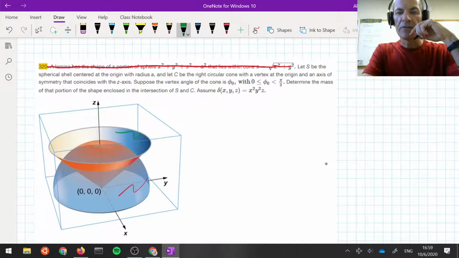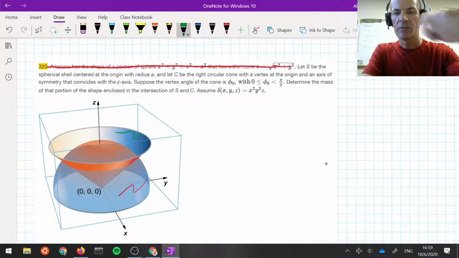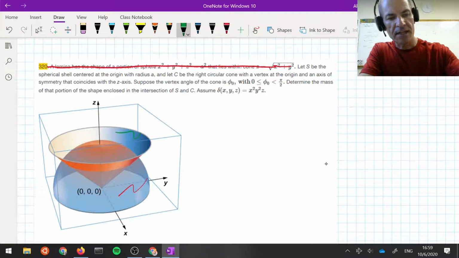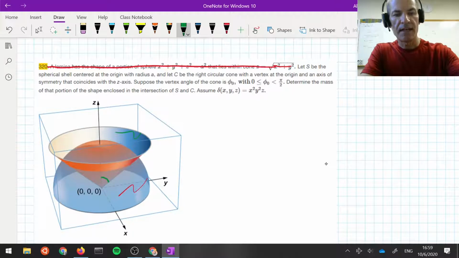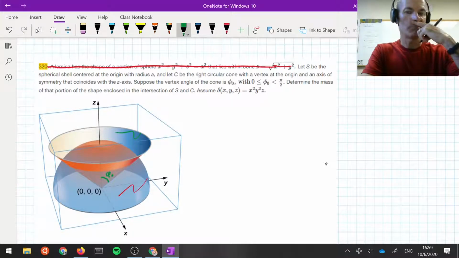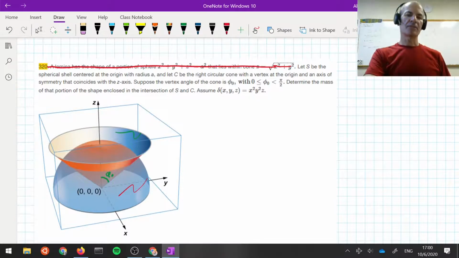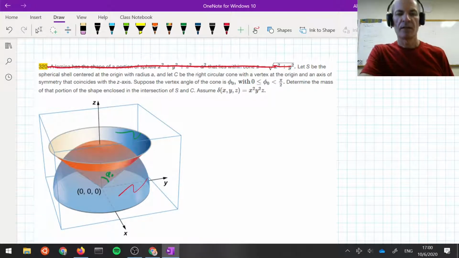Suppose the vertex angle of the cone is phi naught, where phi naught could be any constant between 0 and pi over 2. What is the vertex angle? It's this angle between the side of the cone and the z-axis. That's phi naught. All right. Determine the mass of the portion of the shell enclosed in the intersection of S and C. Enclosed in the intersection. So that's kind of this piece in here. All right, so that's how the surface is described.